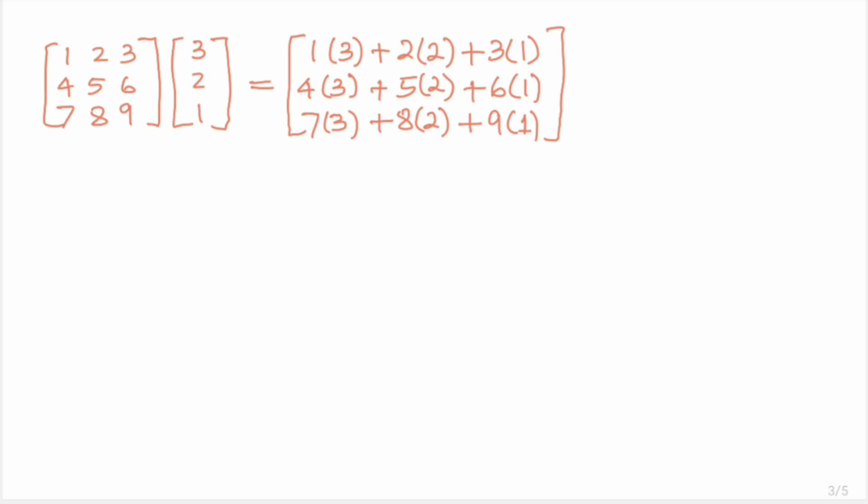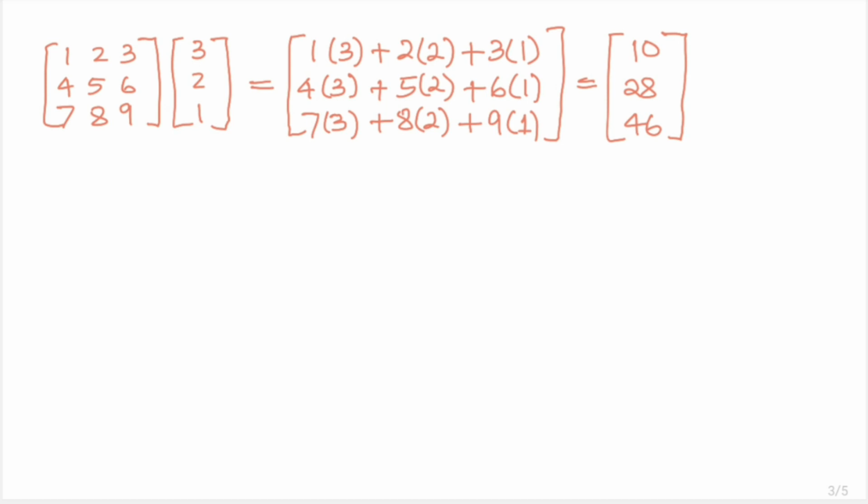But let's go ahead and simplify this. So what is this going to be equal to? Well, 1 times 3 is 3. 2 times 2 is 4. And then 3 times 1 is 3. So 3 plus 4 plus 3, that's 10. Then we have 4 times 3 is 12 plus 5 times 2 is 10, that's 22 plus 6, 28. Then we have 7 times 3 is 21 plus 8 times 2 is 16, that's 37 plus 9 is 46. So that's what this gives us using dot products.